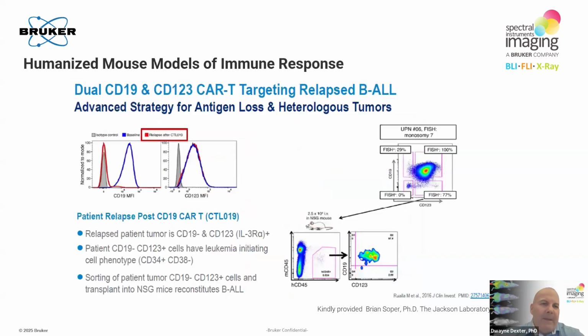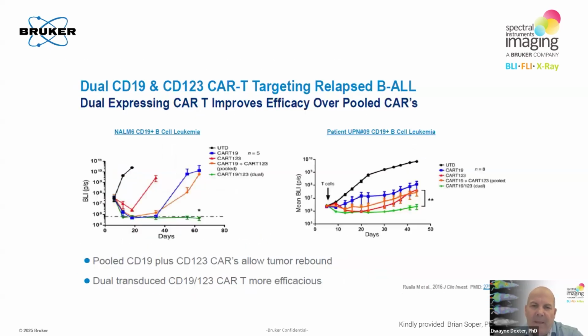As an example, here's a humanized mouse model where not only was the therapy addressed, but the actual disease, in this case, B-cell leukemia, where this individual patient developed resistance to the CD19 traditional CAR T treatment, but it still expressed CD123. So this tumor was reimplanted back into one of these NSG or NRG type mice to reconstitute the tumor in the mouse model. So a humanized centric model of the tumor.